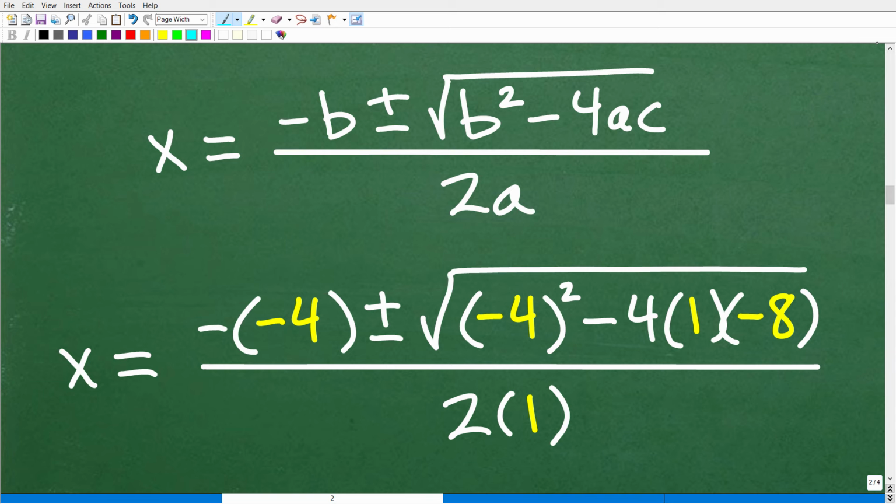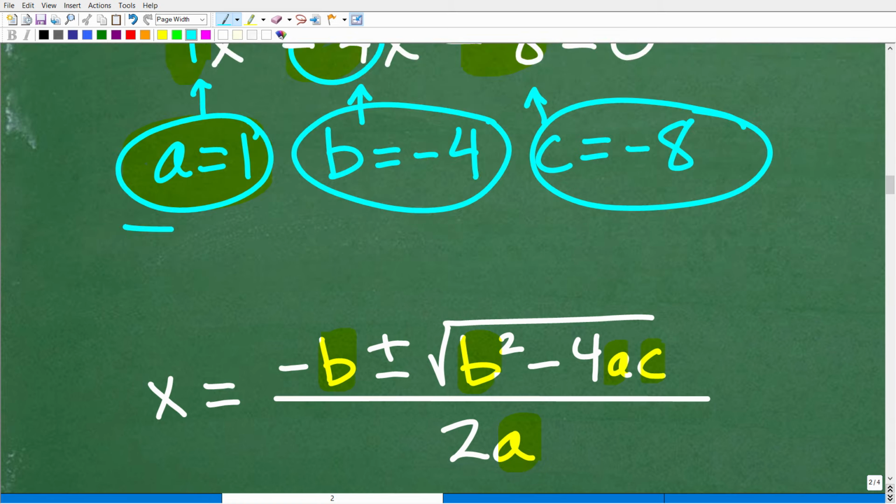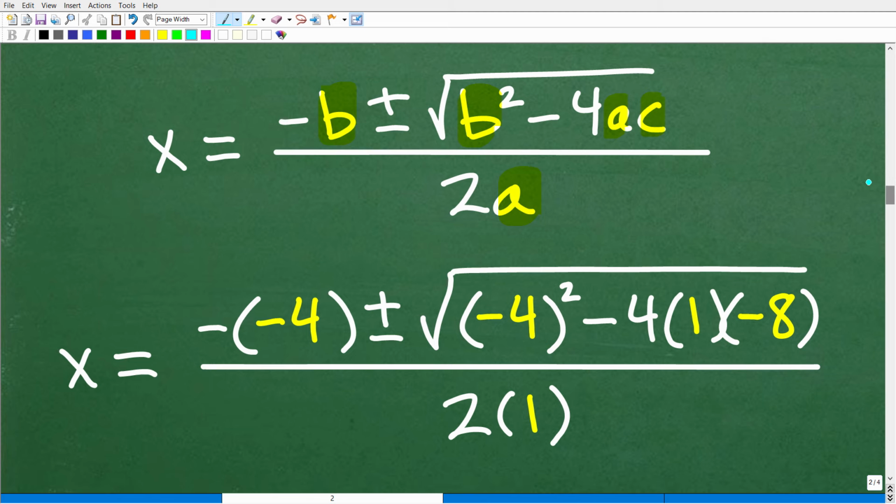The first thing you need to pay attention to is when you're plugging in your values. We have negative b plus or minus the square root of b squared minus 4ac, over 2a. When you plug in your values, you always want to use parentheses. Now, let's summarize and review how to use the quadratic formula. First, get the equation written in standard form and identify your a, b, c values. Second, very carefully plug in the respective a, b, and c values into the quadratic formula, just like this.